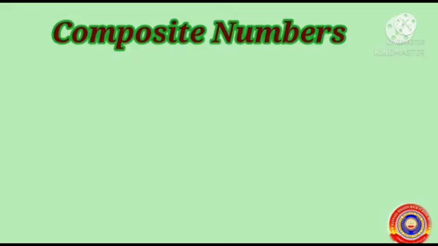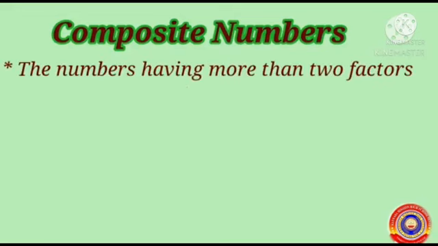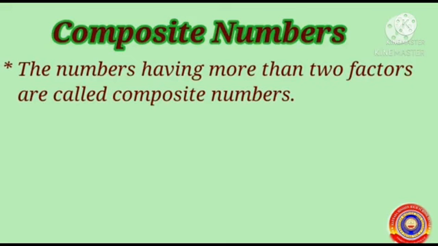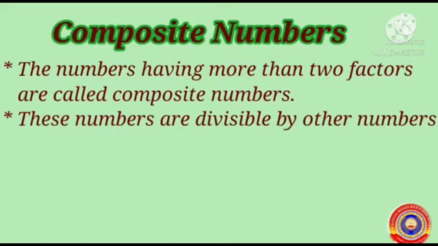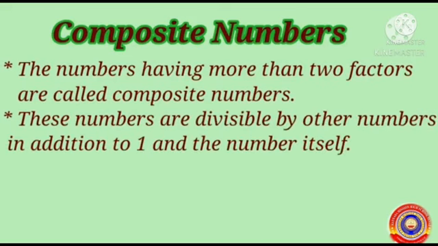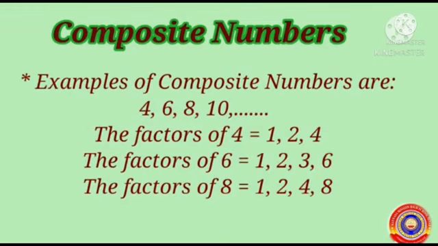Next, composite numbers. What do you mean by composite numbers? The numbers having more than two factors are called composite numbers. These numbers are divisible by other numbers in addition to 1 and the number itself. Examples of composite numbers are 4, 6, 8, 10, etc.